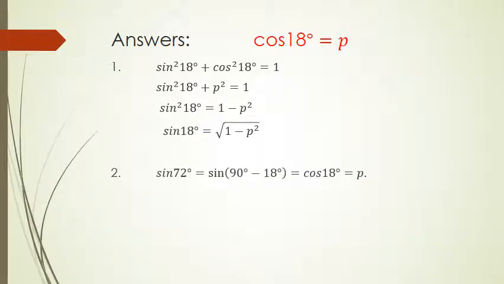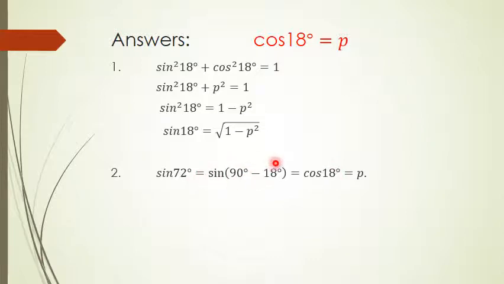Number 2, we were asked to calculate sine 72 degrees. We observe that we can express sine 72 degrees as the difference between a special angle and 18. It's 90 minus 18 degrees, where 90 degrees is a special angle. So we express that as sine of 90 degrees minus 18 degrees, and applying reduction formula, which is from grade 11, that reduces to cos 18 degrees.